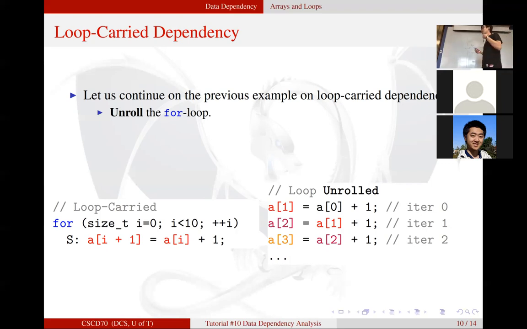We can see that on iteration 0, we're writing to variable A1, whereas in iteration 1, we are reading from the value A1. And in iteration 1, we are writing to the value A2, and in the next iteration, we're reading from the value A2, so on and so forth. And therefore, it is a read after write data dependency.